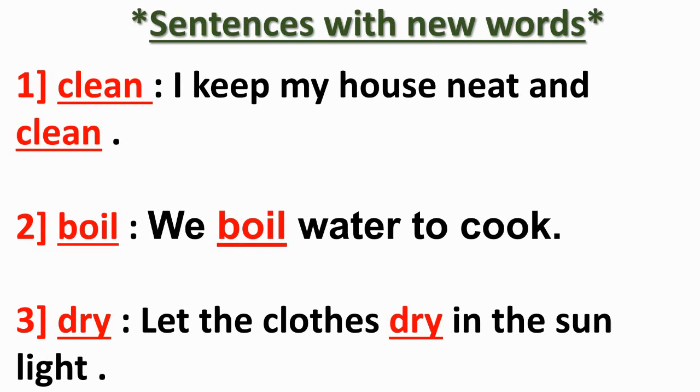Now we will see sentences with new words. Number 1, clean. And the sentence is, I keep my house neat and clean. Next, number 2, boil. And the sentence is, we boil water to cook. Number 3, dry. And the sentence is, let the clothes dry in the sunlight. Students, like this you have to make sentences with the help of new words. Understood?